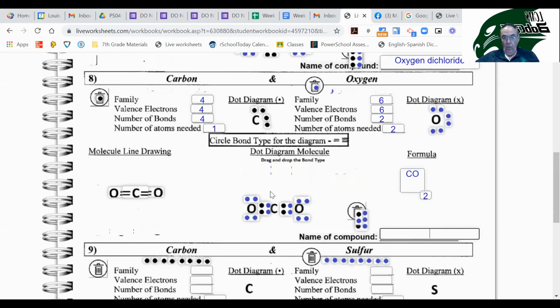To make the name of the compound, the name of the first element is carbon. And then there's 2 oxygens, so we say di. We put IDE on the end of the second element. So it'd be carbon.